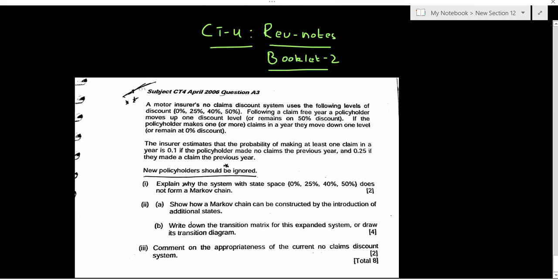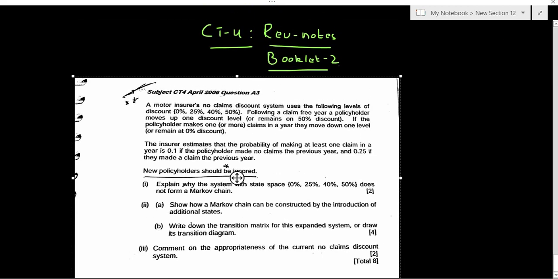Hello and welcome. This is my video on booklet 2 of the revision notes of subject CT4, and this pertains to chapter number 3 and 4.